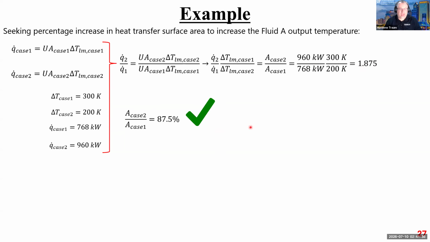What pops out is that A2 over A1 is equal to 1.875. And what that means is that to facilitate this 100-degree temperature increase in my heat exchanger, I need to increase the surface area for case 2 by 87.5% above the existing surface area in case 1. So that's the conclusion. I checked it against the solutions in the back of the book, and it agrees.